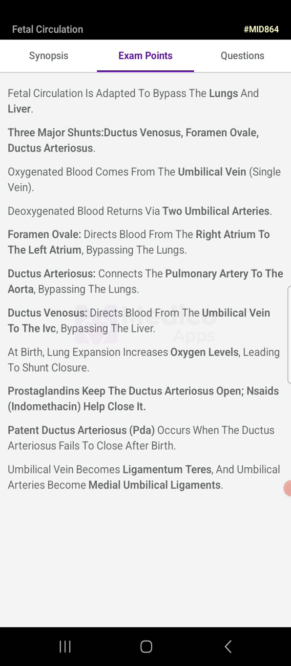At birth, the lung expansion increases the oxygen level, leading to the shunt closure. Prostaglandin keeps the ductus arteriosus open. NSAIDs like indomethacin help close it. Patent ductus arteriosus occurs when the ductus arteriosus fails to close after birth. Umbilical vein becomes ligamentum teres and the umbilical arteries become the medial umbilical ligaments.